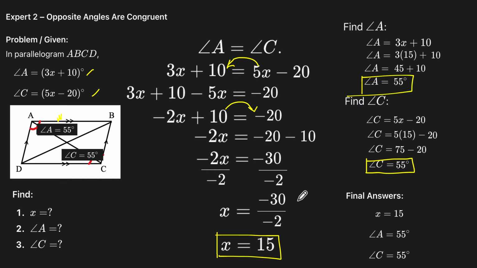What did we observe here? Opposite angles, the angles A and C, are equal or congruent. Okay, and that's property number 2. Opposite angles are congruent.